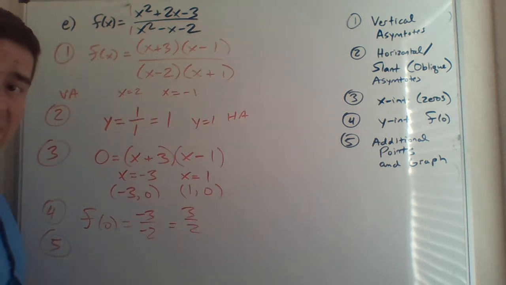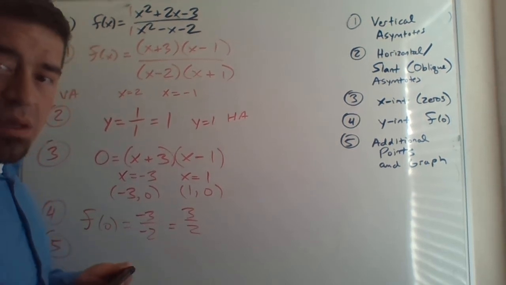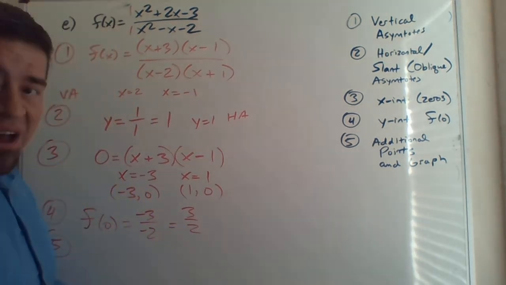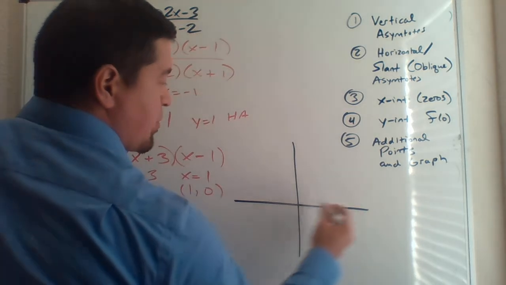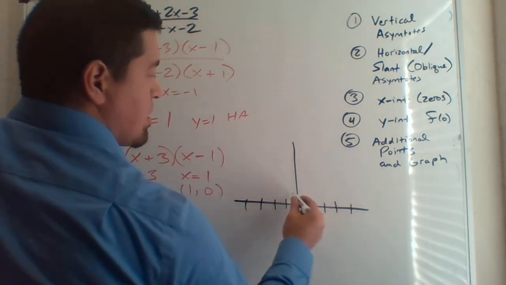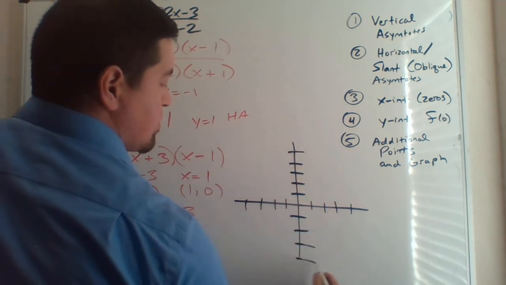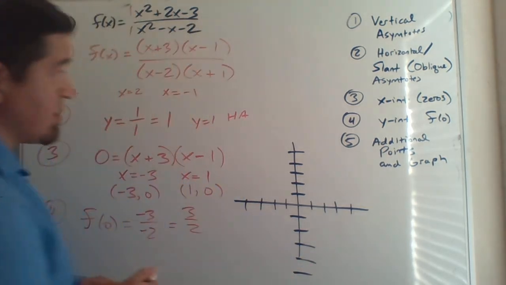For this, I would just use a calculator to find the additional points. Like I mentioned in class, at step 5, I would start graphing what you have from steps 1 through 4. And then we'll see if we actually need additional points, and if we need them, then we'll find them using the calculator.